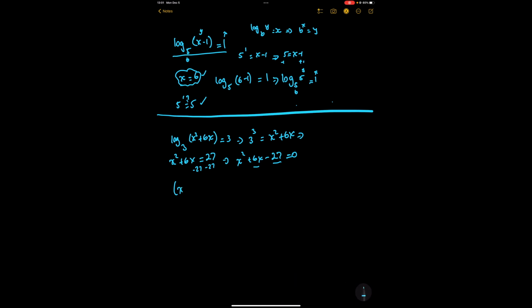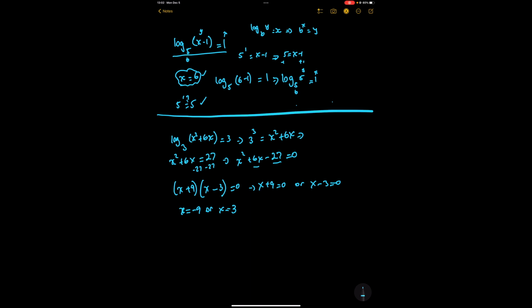So I get x minus 3 equals 0, and since we have a positive 6, it will be plus 9. So that would be x plus 9 equals 0, or x minus 3 equals 0. That means x equals negative 9 or x equals 3. Now we need to find out which one of those two is correct.